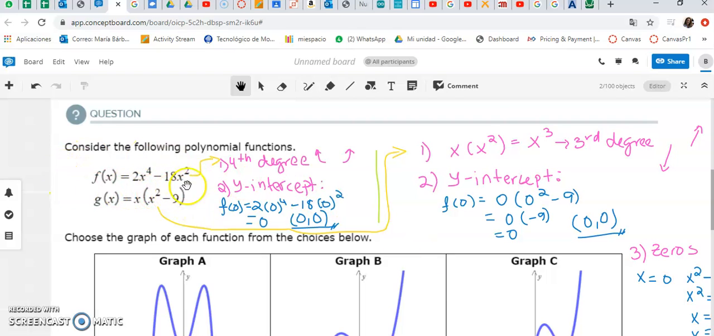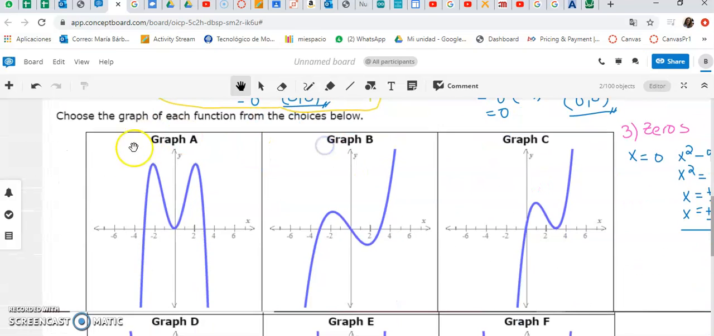Let's take the first function. The first step for us is to identify the degree of the function. The highest power in this function is the fourth power, so the degree of this function is fourth degree. And as the leading coefficient is positive, the graph rises to the left and also rises to the right.